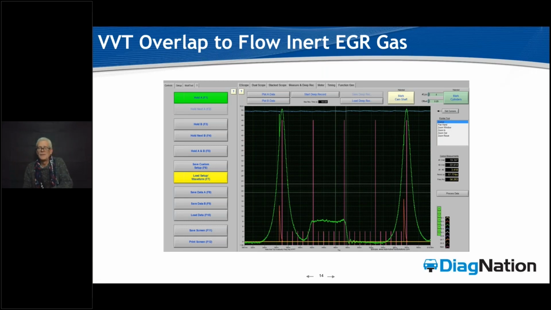Intake cam timing is checked over here. Let me see if I can get my little cursor back right here. Okay, so intake cam timing, exhaust cam timing. This is back pressure in the exhaust. Guys, if we have a clogged exhaust, this comes way up in a hump.